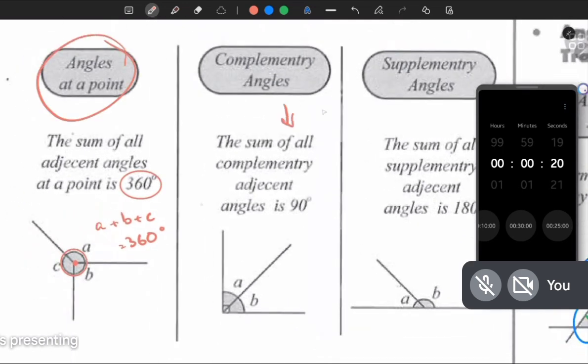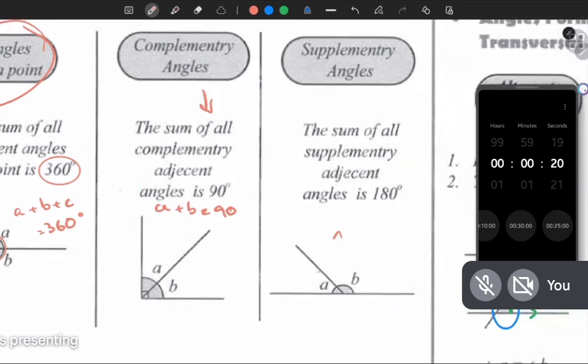Okay. Complementary angles, the ones where A plus B gives you 90. And here A plus B will give you 180. Right? Now you could have more than one line, right? And then this could be B, this could be C, and you could have A plus B plus C, and they would also give you 180, right?